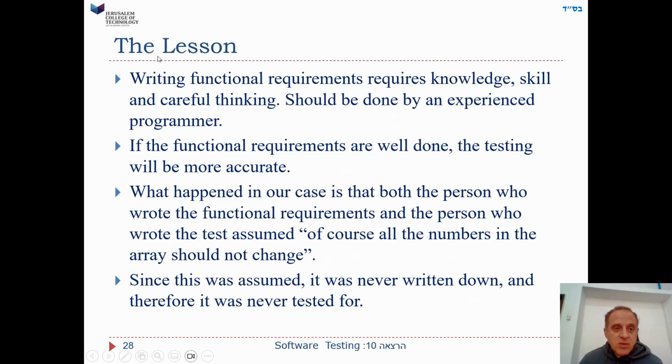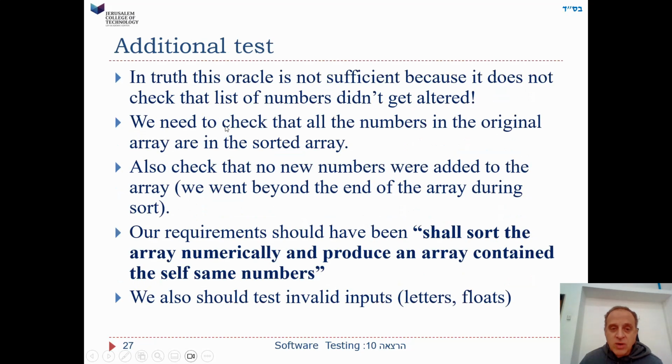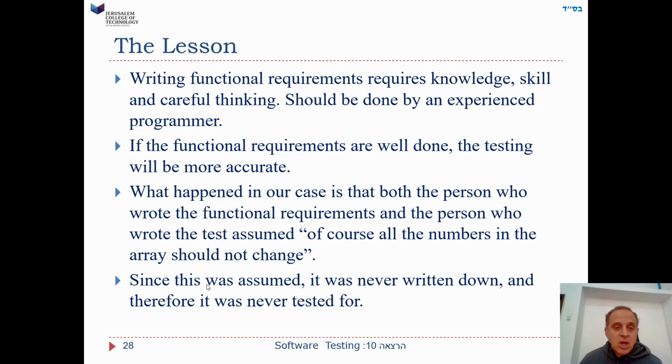The lesson we can learn from this: writing the functional requirements requires knowledge, skill, and careful thinking. Whoever wrote the functional requirement should have written something like this, and not just "shall sort the array in ascending order." It should be "shall sort the array in ascending order without removing or adding any new numbers." And it should be done by an experienced programmer.